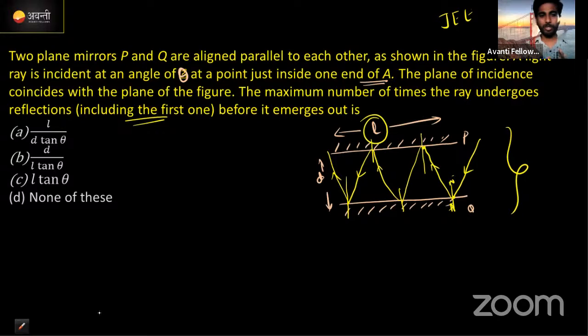To solve this one, guys, look here. This is a normal. If you draw a normal line, extended, it will touch here. This is the first reflection. Correct now? This is the first reflection.